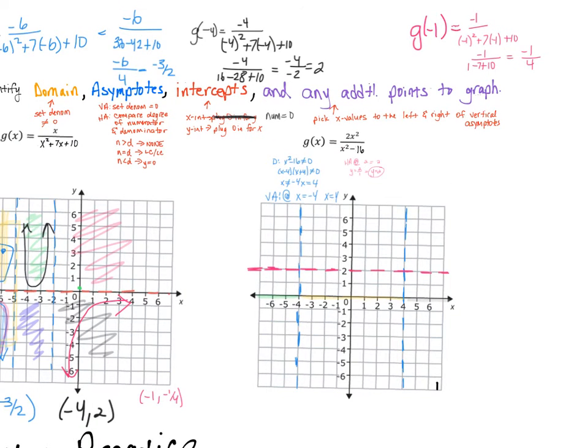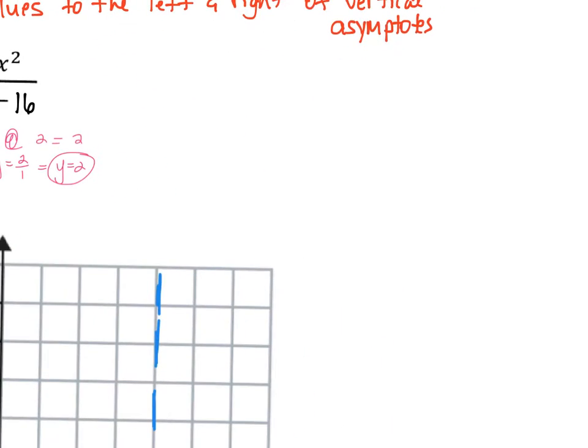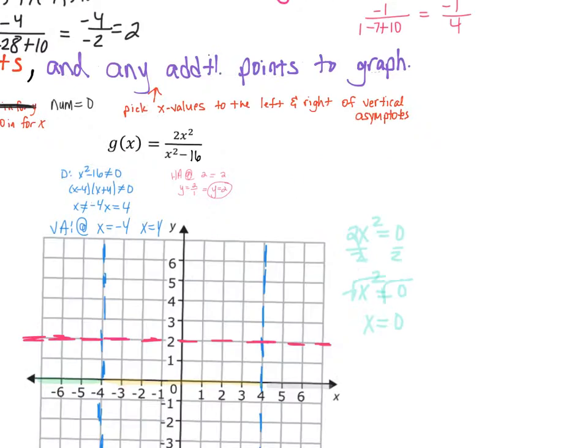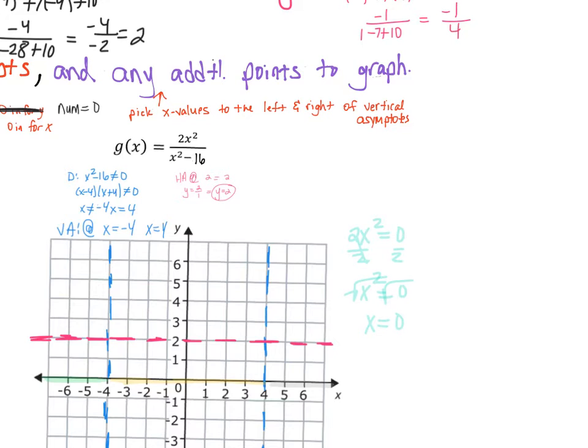But what are some other things I need to find? I need to find my intercepts. So how do I find x-intercepts? Set the numerator equal to 0. Divide both sides by 2. x squared equals 0, so x equals 0. And then, my friends, how do you find y-intercepts? Put the x in here equal to 0.